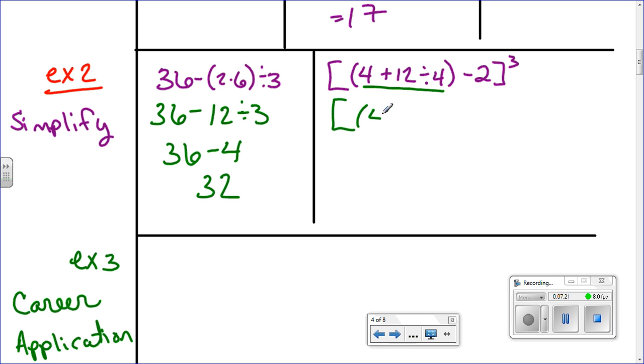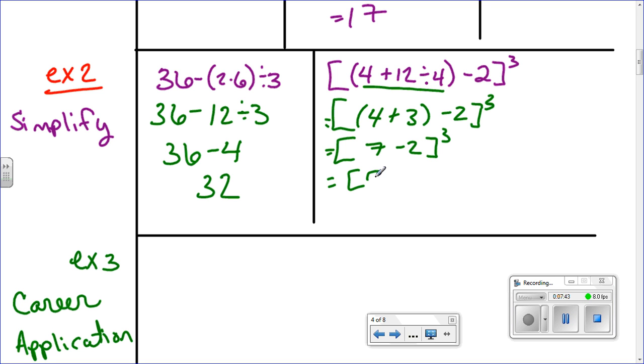Again, I haven't used the 4. So I have 4 plus 12 divided by 4 is 3 minus 2. Close my square bracket and put my 3 up here. Still not finished with the parentheses. So I come down. 4 plus 3 is 7 minus 2. Once I've finished out those parentheses, I can just get rid of them. Keep going. Now I have a subtraction inside this bracket. 7 minus 2 is 5, square bracket.